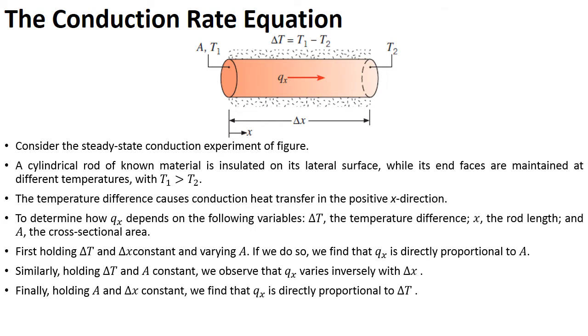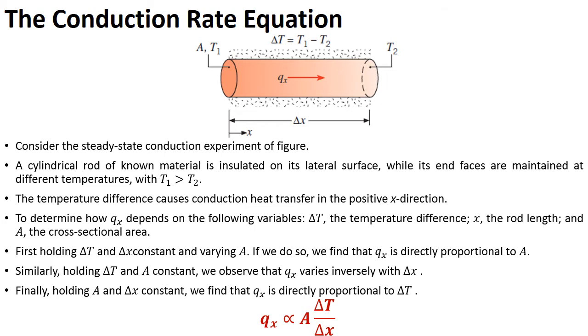Finally, we are going to keep the area and length of the rod constant. Now we will find that Qx, or heat transfer in the x direction, is directly proportional to the temperature difference. When the temperature difference is high, more heat will transfer, and when the temperature difference decreases, heat transfer will be reduced.